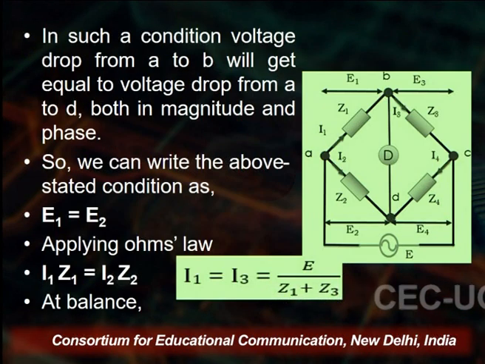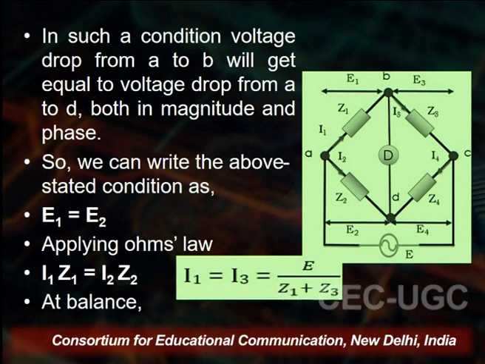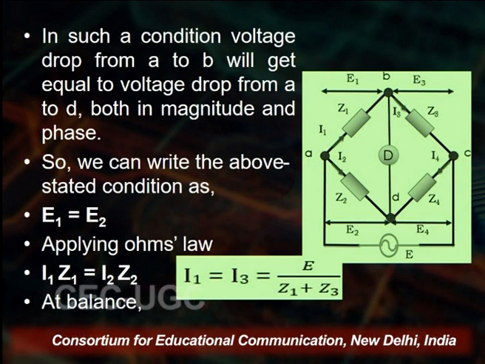So in such a condition, the voltage drop from A to B will be equal to the voltage drop from A to D. You see on the screen, A to B, then A to D. The voltage drop from both sides must be equal. This is the condition: the voltage drop from A to B must equal the voltage drop from A to D. Both voltage drops should be equal, both in magnitude and in phase.